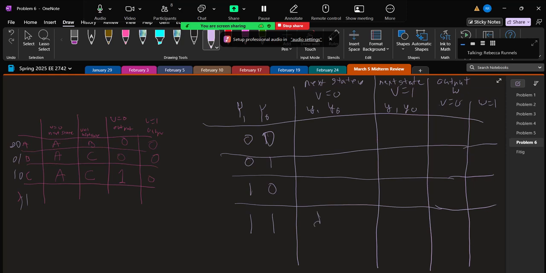So my bottom row is going to be don't care, don't care, don't care, don't care, don't care, don't care. My outputs are going to be the same. And then we defined A to be 0, 0. So everywhere where I had an A, I'll put a 0, 0. Everywhere where I have a B, I'll put a 0, 1. And everywhere where I have a C, I'll put a 1, 0.